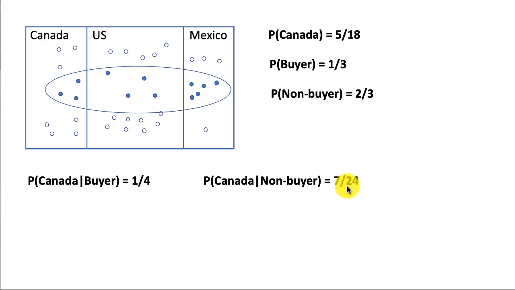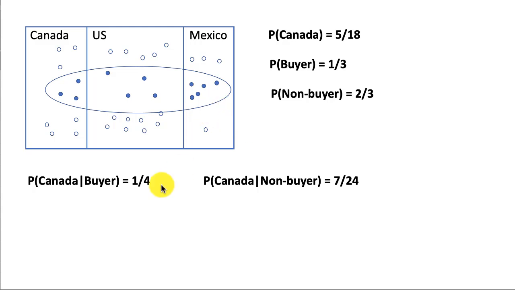Because if you add up 1/4 and 7 by 24, you don't get 5 by 18. The reason you don't get it is that this probability, given a buyer, is based on 3 cases. And this probability is based on 24 cases.